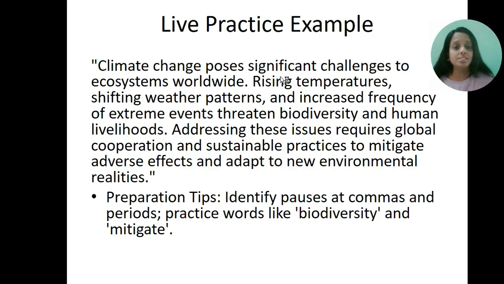Climate change poses significant challenges to ecosystems worldwide. Rising temperatures, shifting weather patterns, and increased frequency of extreme events threaten biodiversity and human livelihoods. Addressing these issues requires global cooperation and sustainable practices to mitigate adverse effects and adapt to new environmental realities.